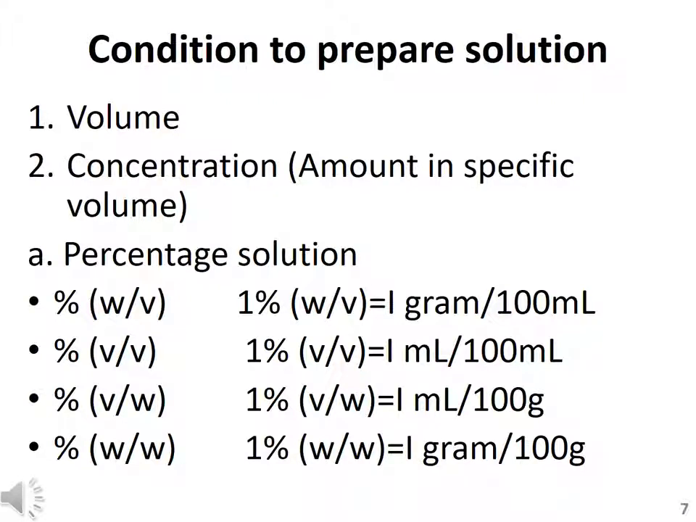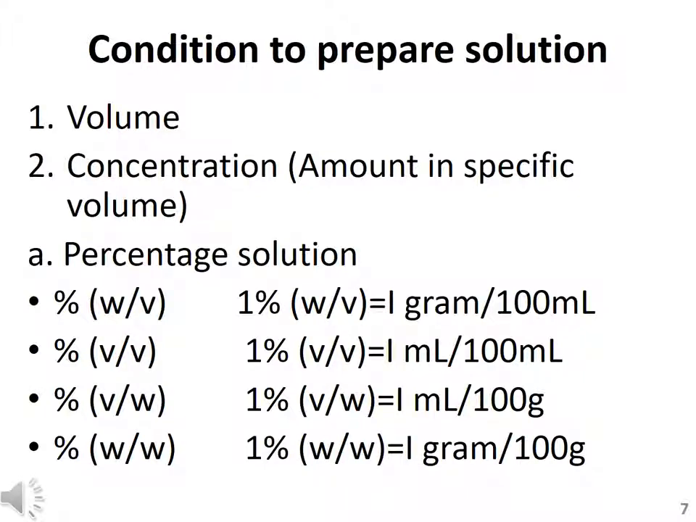Number one, percentage concentration. In this slide we will learn about the percentage concentration. The percentage solutions are those solutions in which we have a total of 100 parts of both solute and solvent molecules. So these percentage solutions are of four types. Number one, percentage weight by volume solution, percentage volume by volume solution, percentage volume by weight solution, and percentage weight by weight solution.